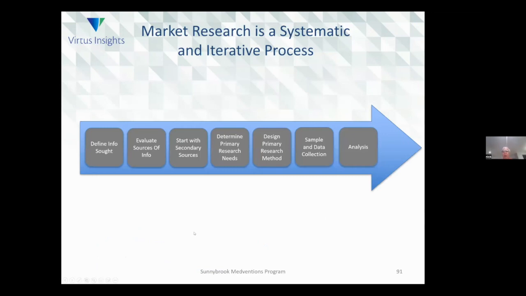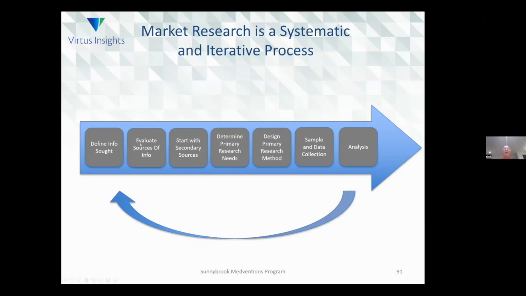Market research is costly. It consumes your time when you're doing secondary market research. And when you're doing primary market research, quite often you're hiring a third-party company to execute the research for you. So we have to keep this in mind. Therefore, there is a methodical, iterative process that suggests how you can go about it. You start with defining what information do I need.